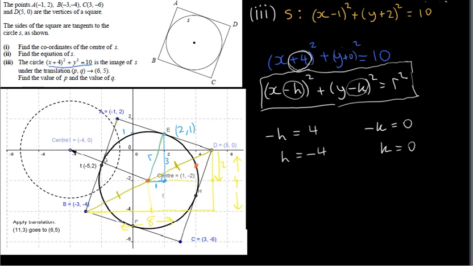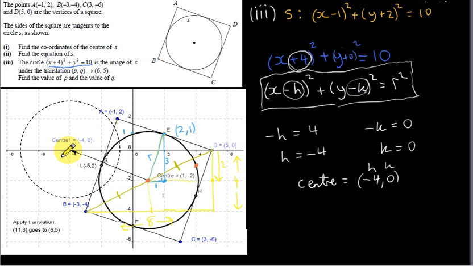So the center of this new circle is hk. H is minus 4, k is 0. You won't forget that h comes before k, just like in the alphabet. So h is the x value of the center, and k is the y value. So we plot the point minus 4, 0. We go to minus 4 on the x-axis. Y is 0, so we're not up or down. So it's a point on the x-axis.